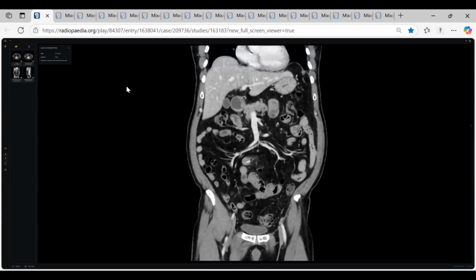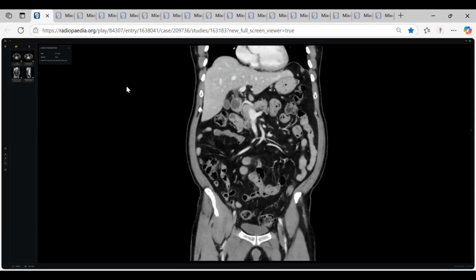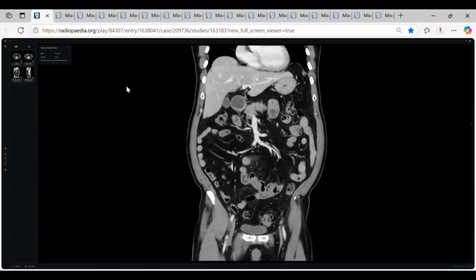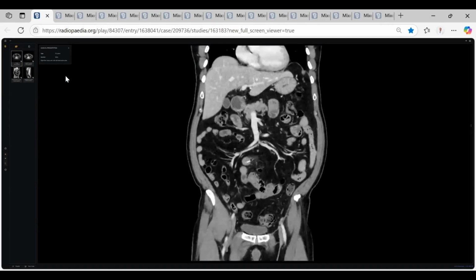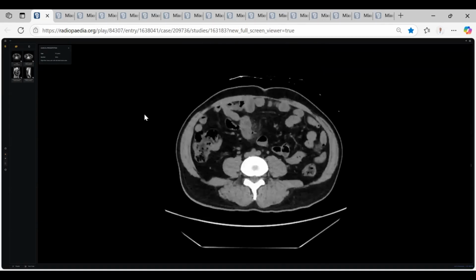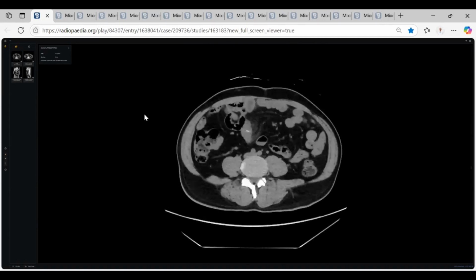Tell me if there is any perforation. I think there is some defect noted in the bowel wall. Excellent. So what's your differential diagnosis? Foreign body ingestion. Excellent. It can be foreign body ingestion with perforation. Do you know the type of foreign body here? It can be some fish bone.